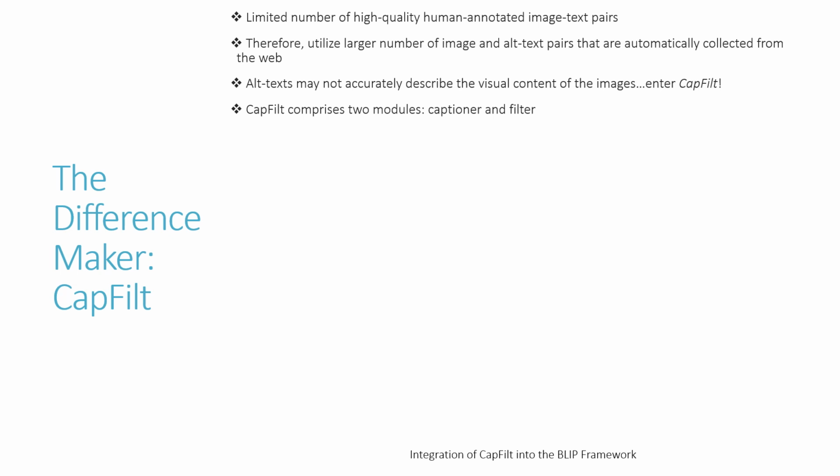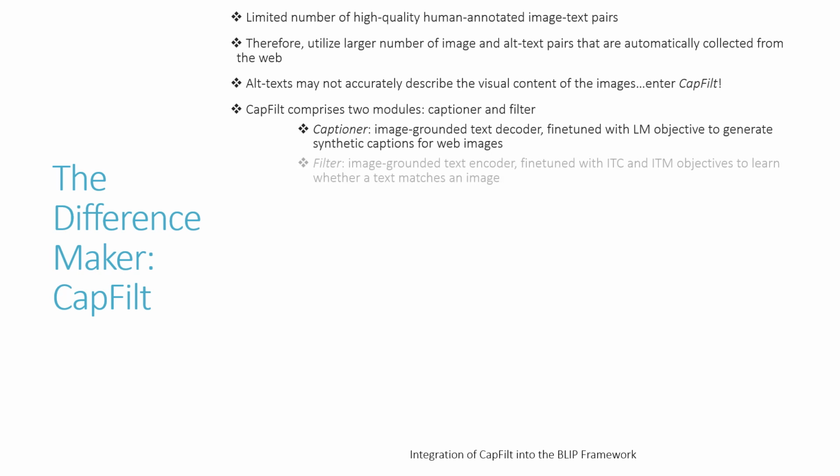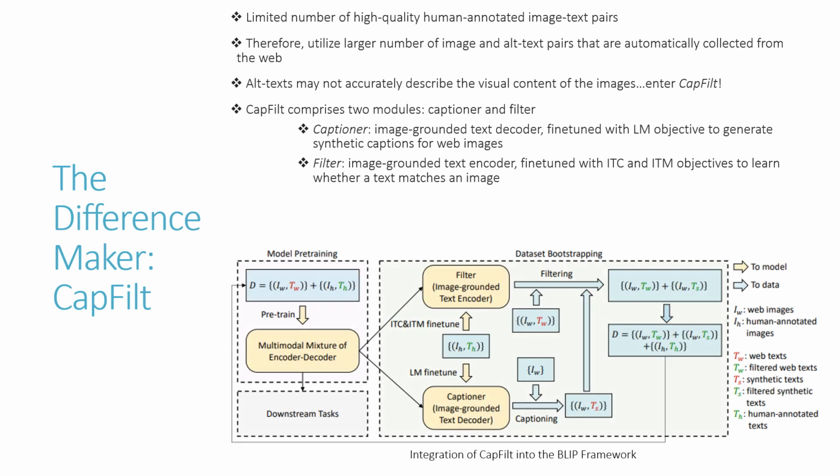CapFilt comprises two modules, a captioner and a filter. The captioner is an image-grounded text decoder fine-tuned with the LM objective to generate synthetic captions for web images. The filter is an image-grounded text encoder fine-tuned with the ITC and ITM objectives to learn whether a text matches an image. The overall process goes like this.